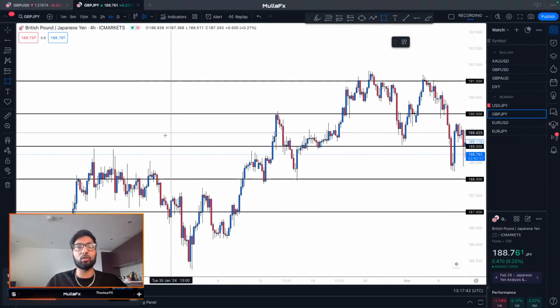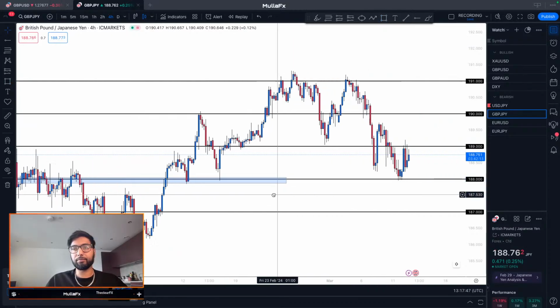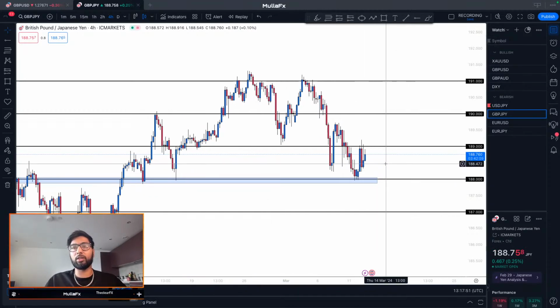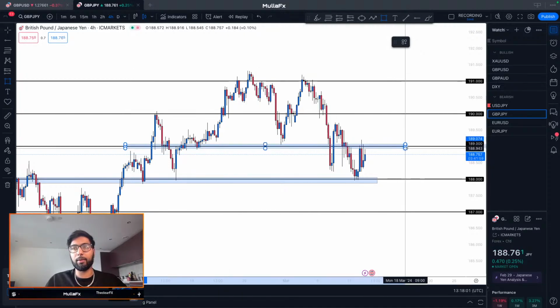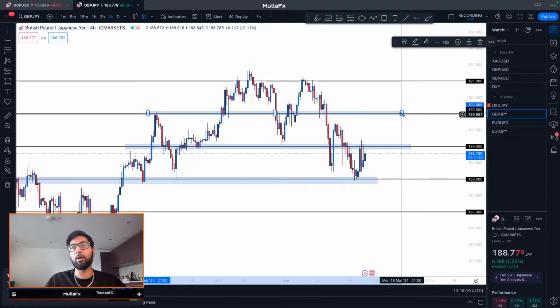And to make it even stronger, start drawing areas around these levels. You'll start to see that price doesn't actually go directly at my key level. It actually goes around it. Again over here, and again, same thing over here. And you can see that it's a very, very strong support/resistance or supply and demand zone.